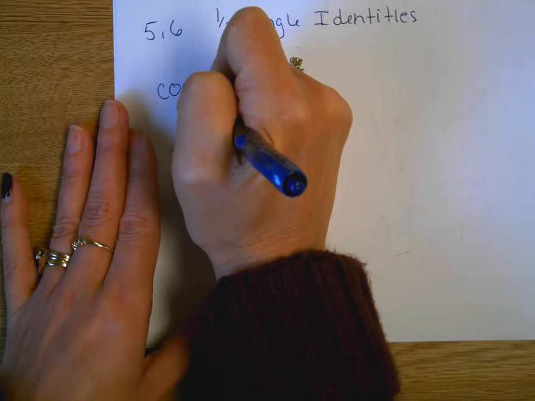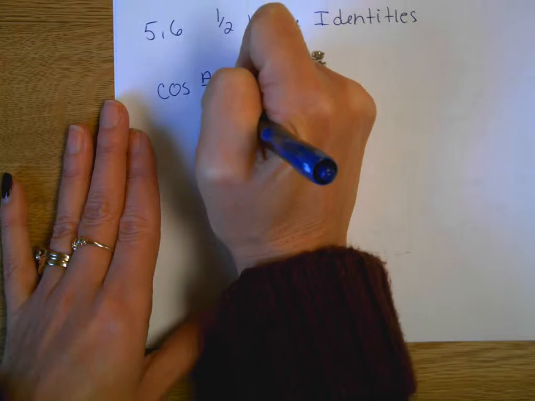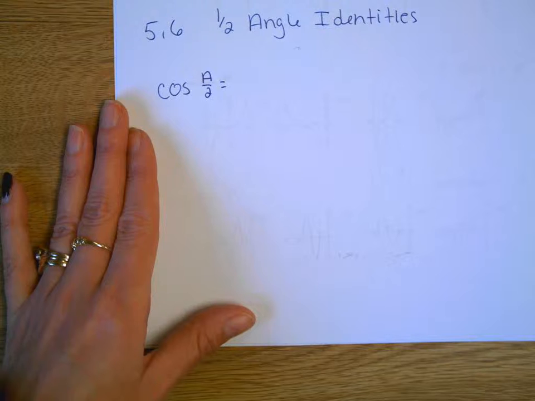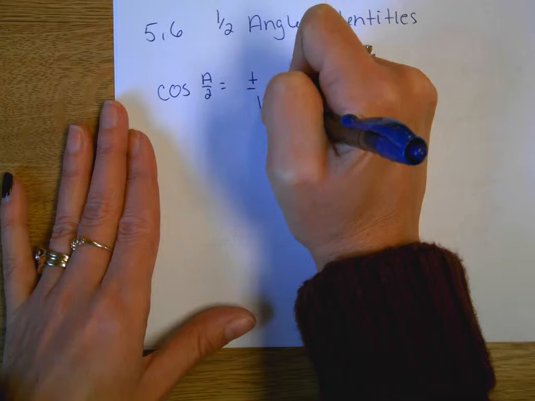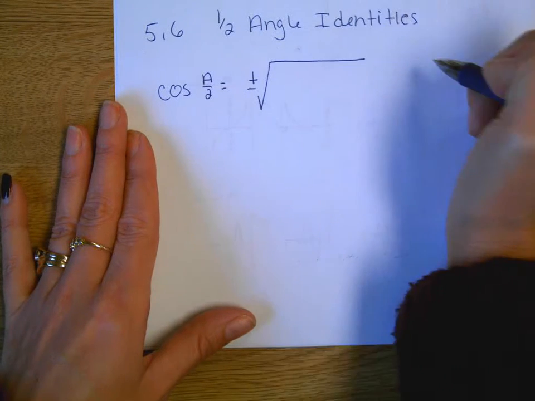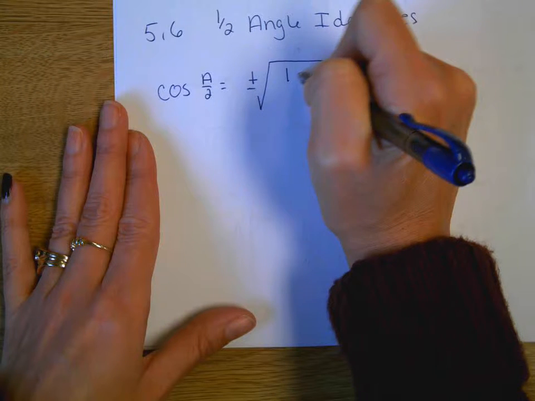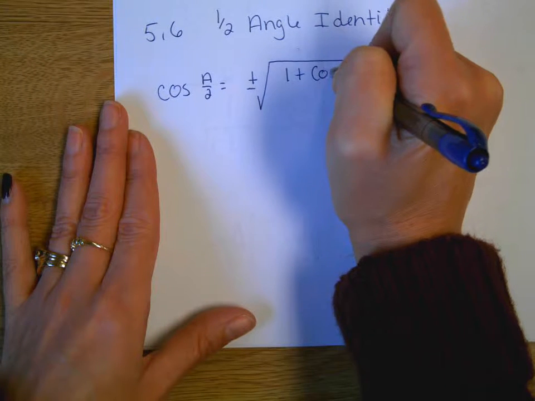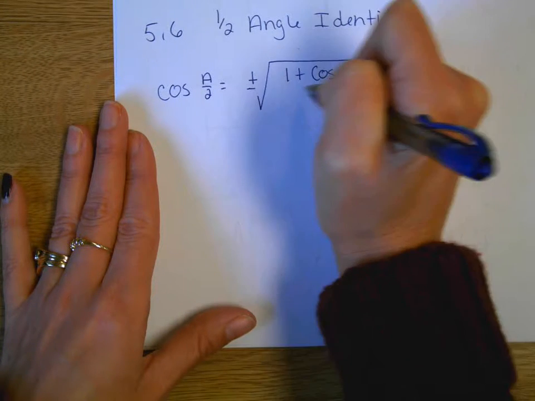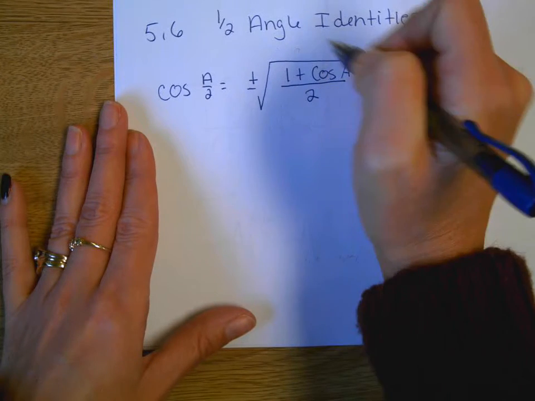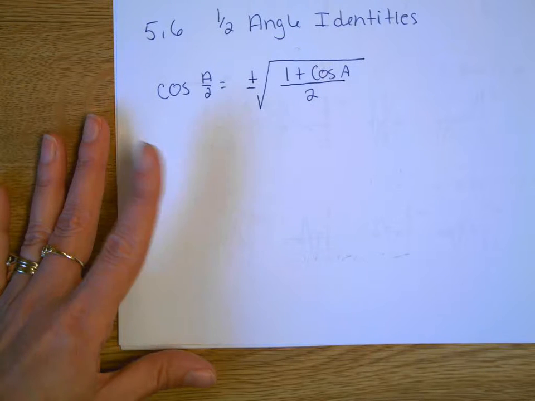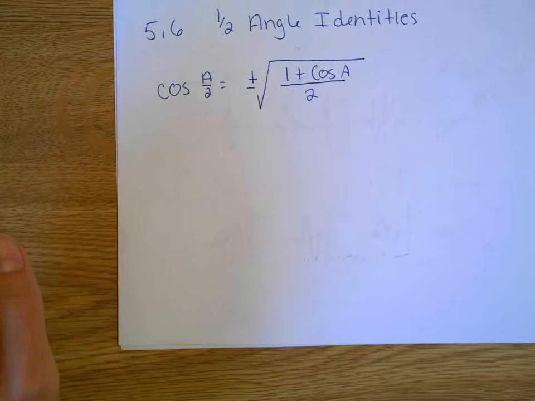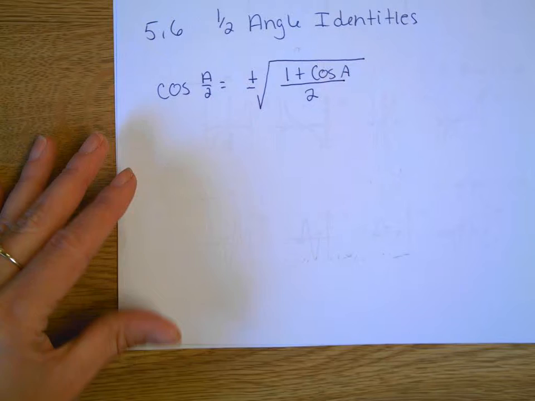The cosine for half of a given angle, A divided by 2, is plus or minus the square root of 1 plus the cosine of the angle, divided by 2. Notice the square root: the whole fraction is under the square root. So the plus or minus is going to be determined by the quadrant of A over 2.